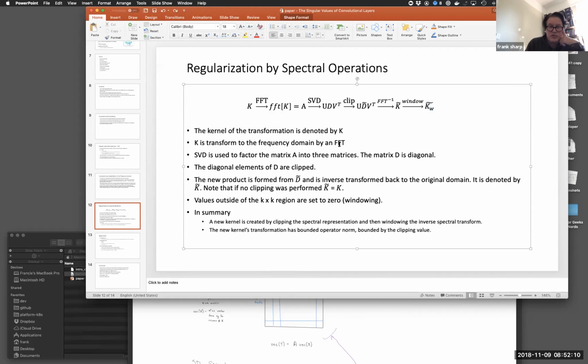So I'll just go through this again. The kernel of the transform is denoted by K. So this linear transform that's used with a convolutional kernel is this capital K. We do an FFT, we do an SVD decomposition, and we have this diagonal matrix D, which controls the range of the transformation. We clip D, and then we transform it back to the original domain. As I mentioned before, if there's no clipping, then K tilde equals K. And then we window, because values outside of the K by K region should be set to 0.